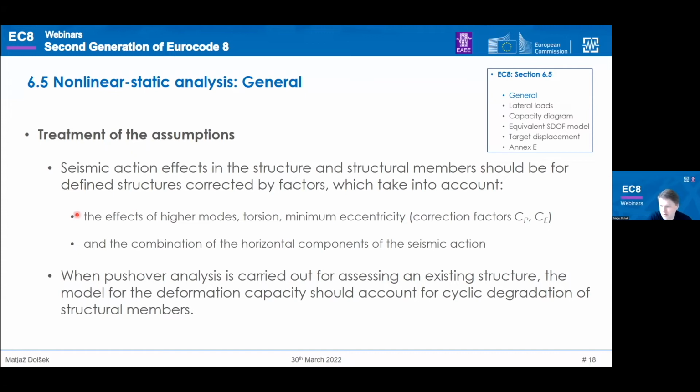These are the so-called correction factors CP and CE, which are not introduced in Eurocode 8.1.1, but in the other relevant parts. And with this correction factor, we correct for the demand. There is also a correction factor, I'll talk about that a little later, which accounts for the combination of the horizontal components of the seismic action. This is partially accounted for with the definition of this factor, but not for the target displacement. For the target displacement, there is another factor which accounts for this part.